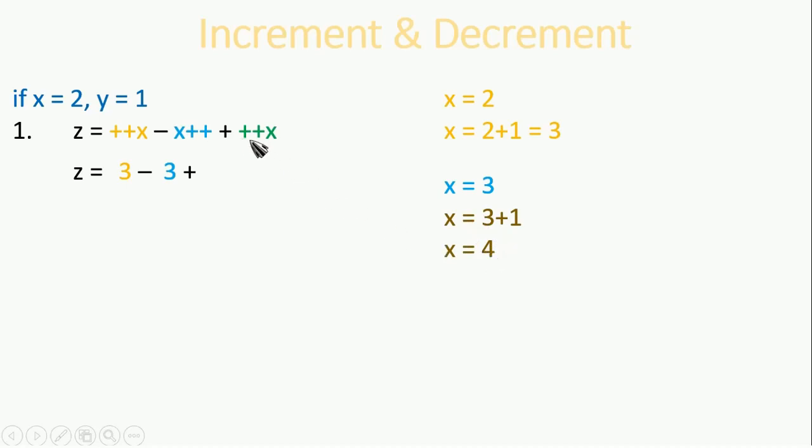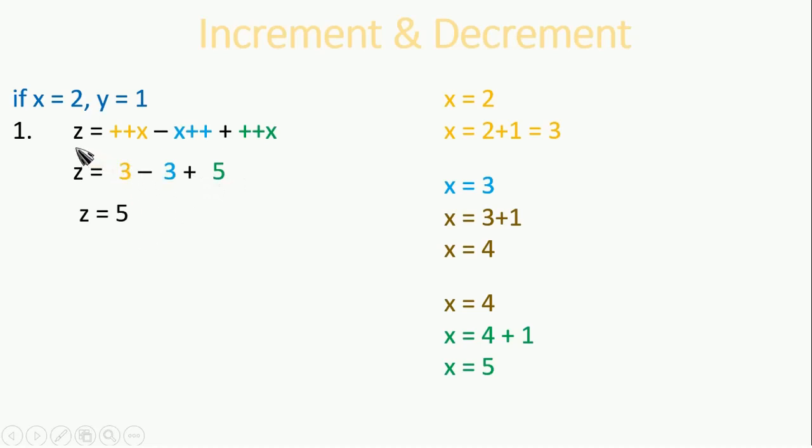Now you can see here ++x, which is pre-increment. Already the x value is 4. Pre-increment means it becomes 5. The value of 5 is substituted here. So now you can see 3 minus 3 plus 5, which becomes 0 plus 5 is 5.